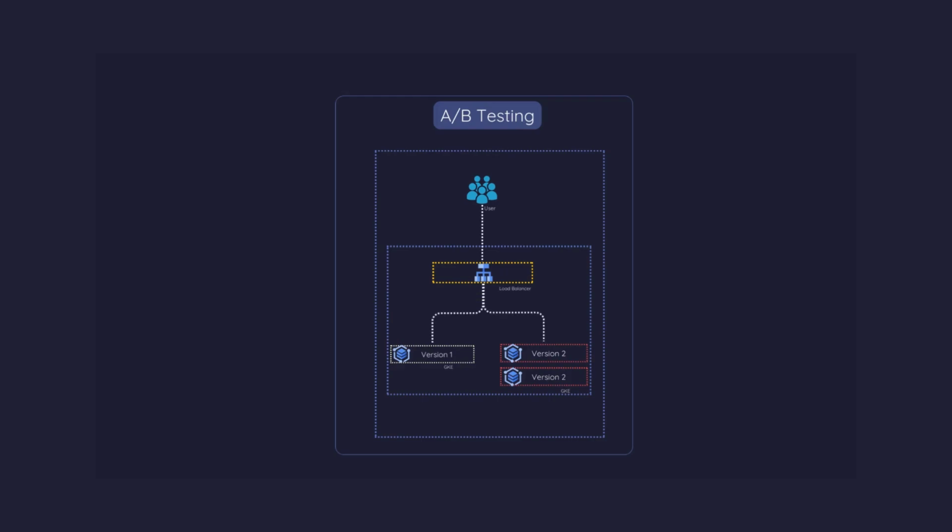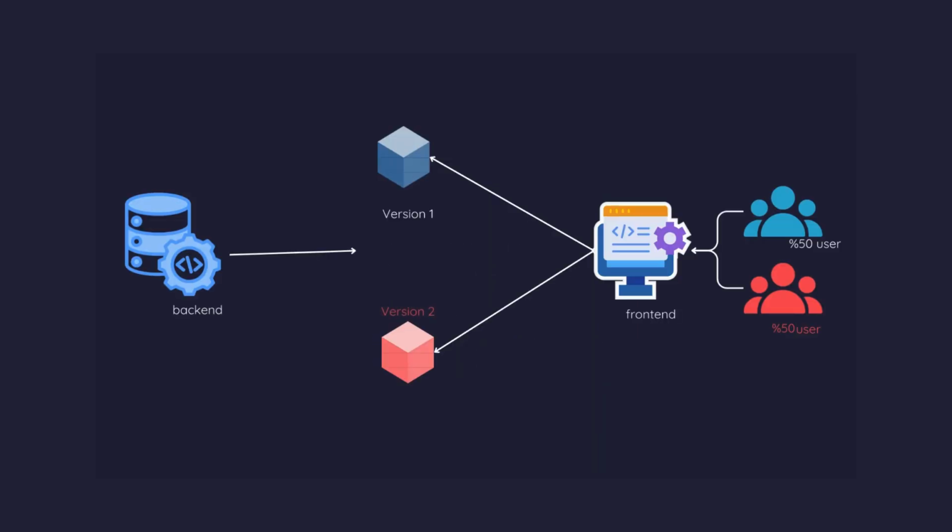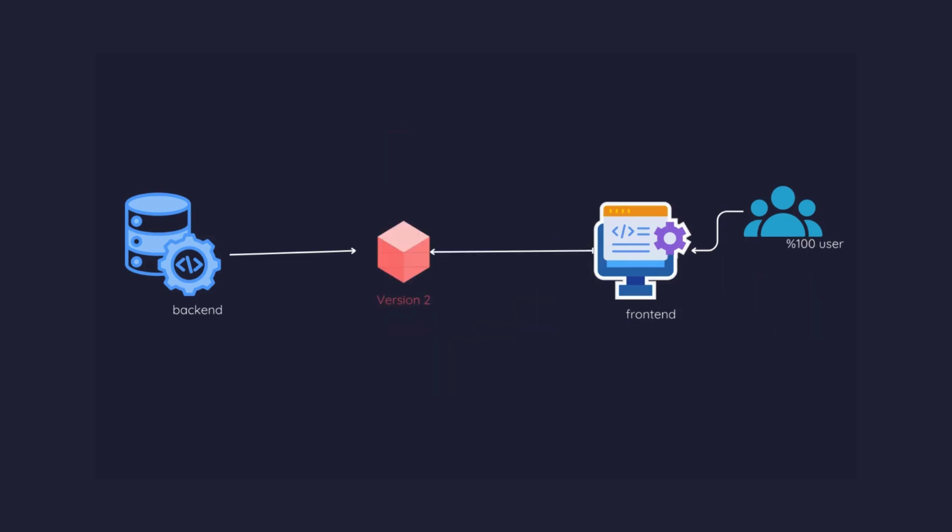An A/B deployment is a strategy used to test changes in software by running two versions, A and B, simultaneously. Imagine you have a website and you want to test a new design. You show version A to half of your users and version B to the other half. By comparing how users interact with both versions, you can determine which one performs better. This method helps make data-driven decisions on which version to fully implement based on real user feedback.